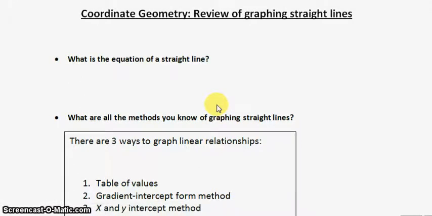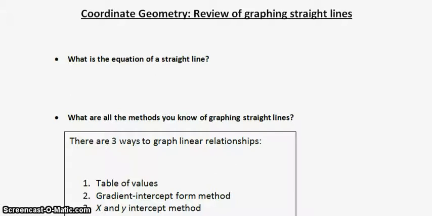Hi Year 10, this lesson we're going to be learning about reviewing graphing straight lines. Now the textbook does this over a few exercises, but we're simply going to recover this material looking at the three different methods we've learnt about.